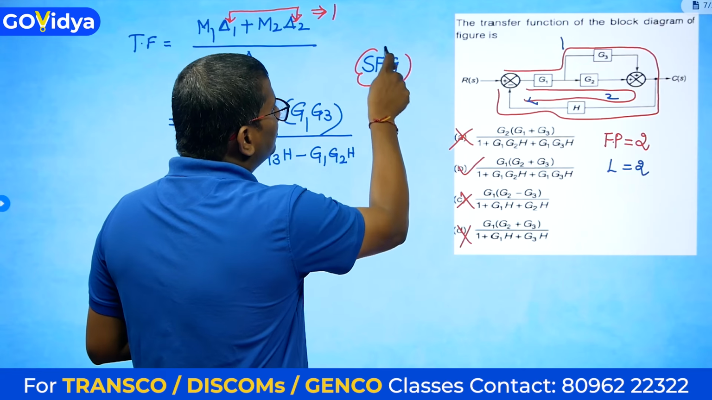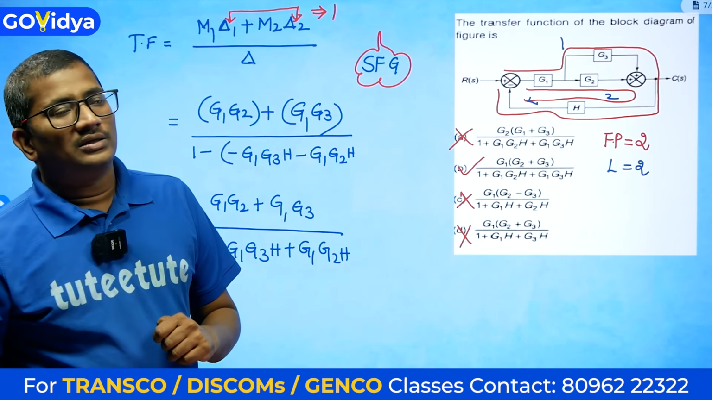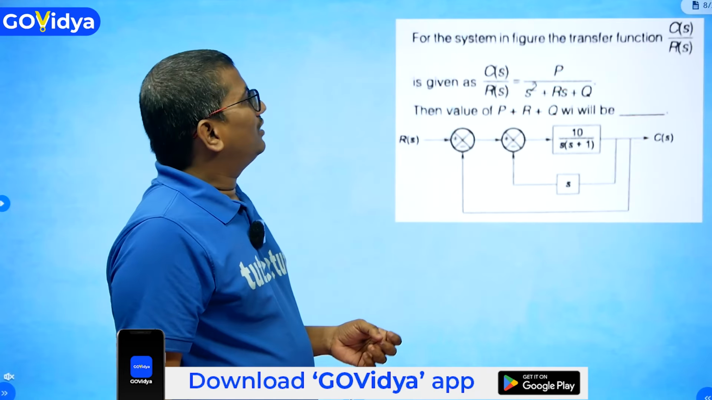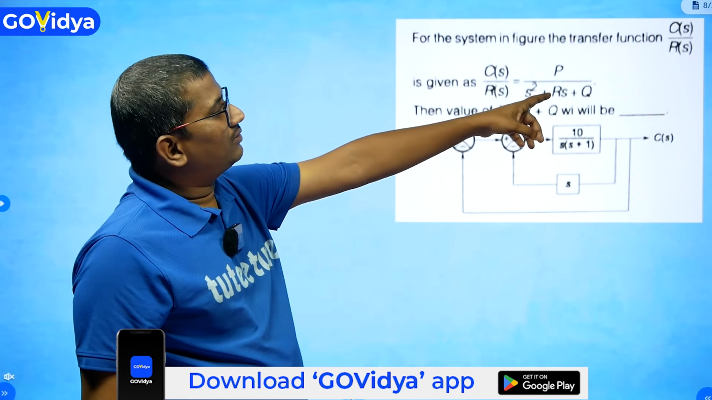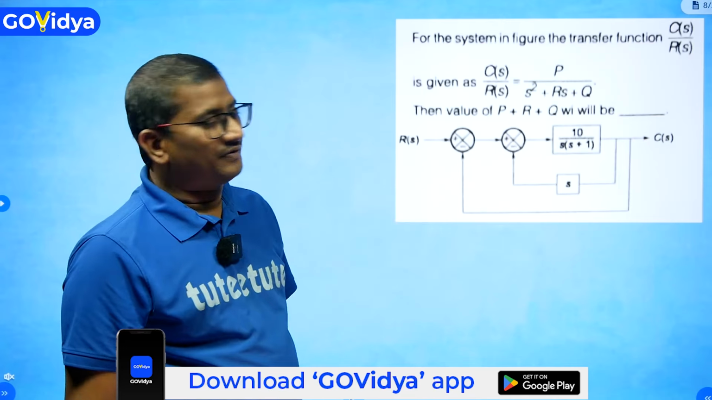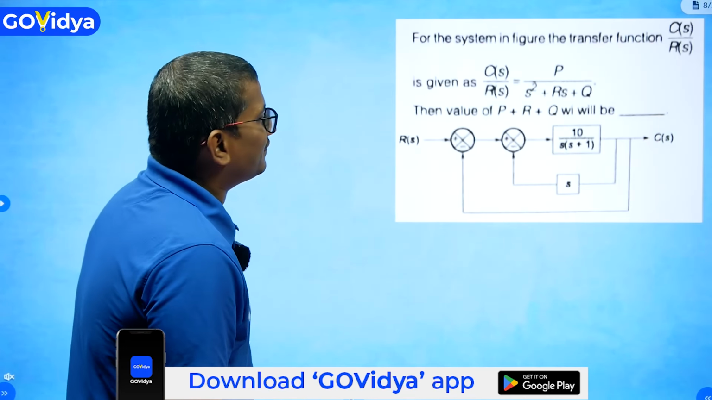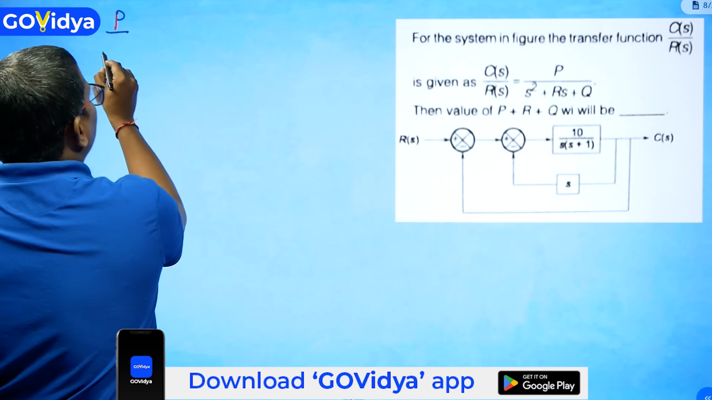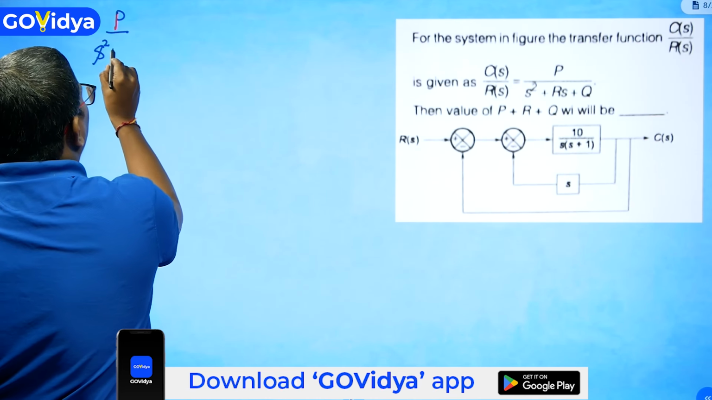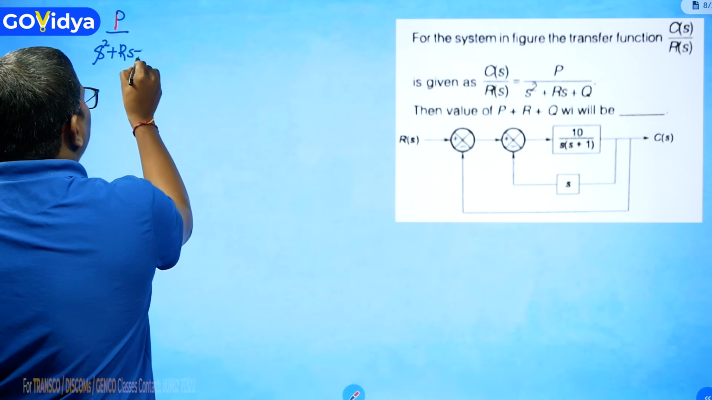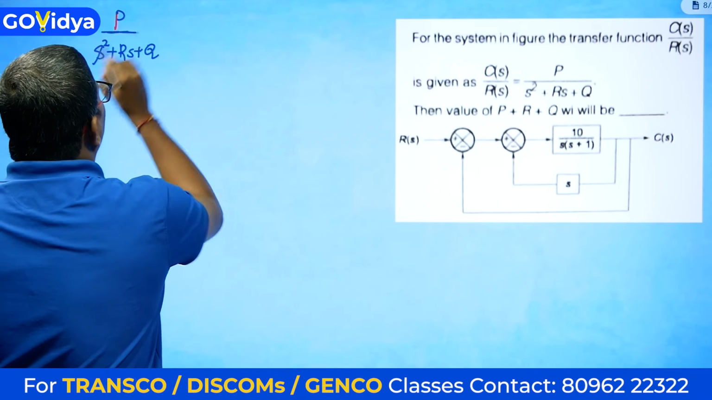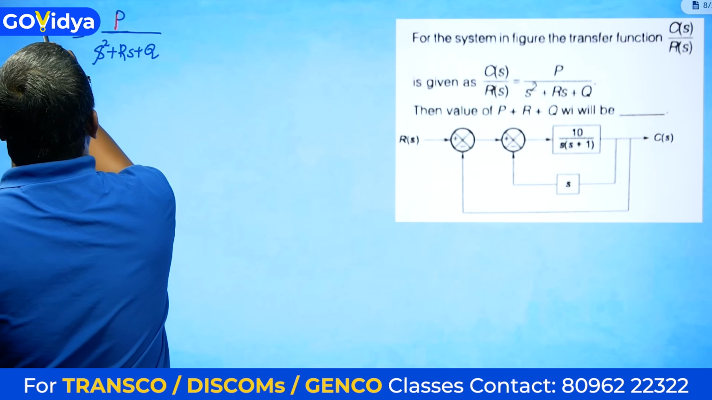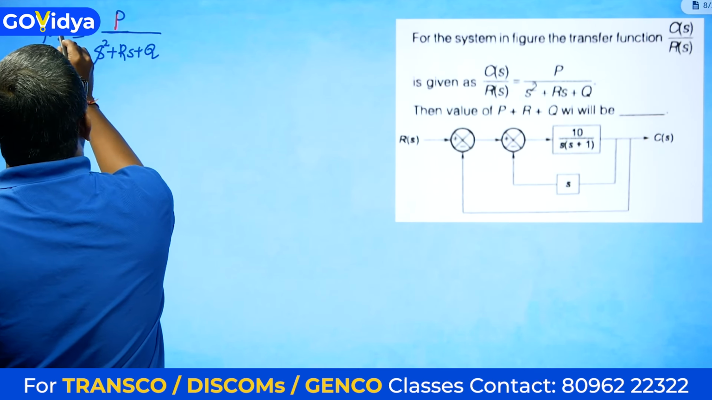Much more important. Okay, so now let us go to another question. For the system in the figure, the transfer function C(S)/R(S) is given as P by S square plus RS plus Q. This is the transfer function they have given.